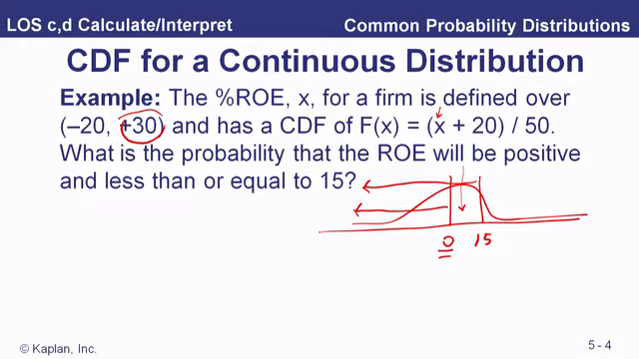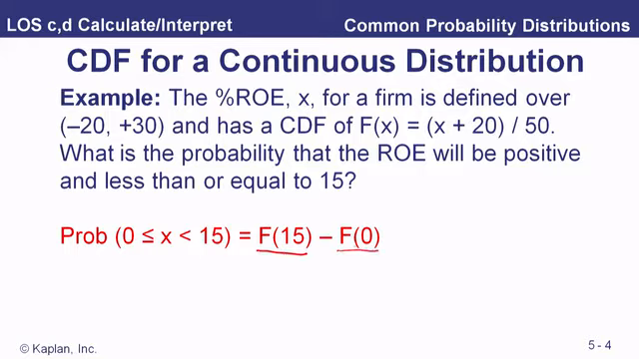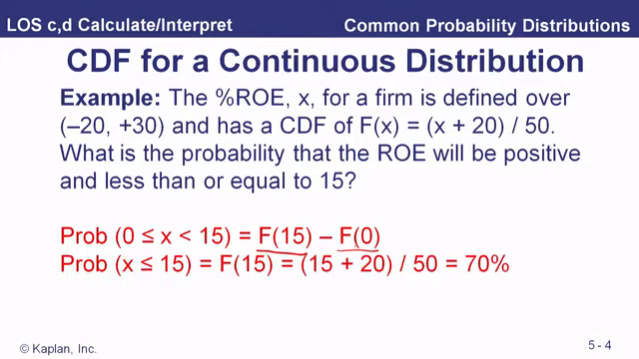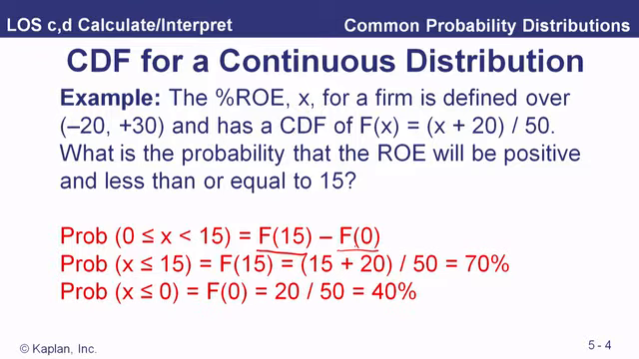So our probability, we're going to take F(15), the probability of being less than 15, and subtract off the probability of being less than 0. Once we've framed the question that way, it's pretty straightforward to put in our value for F(15): 15 plus 20 over 50, that's 70%, and the probability of being less than or equal to 0 is 20 over 50, which equals 40%. So we'll subtract 40% from 70%, and that puts 30% in that range between 0 and 15.